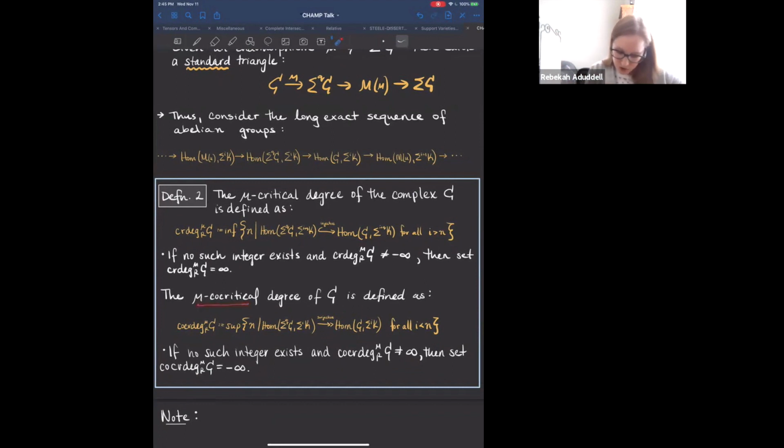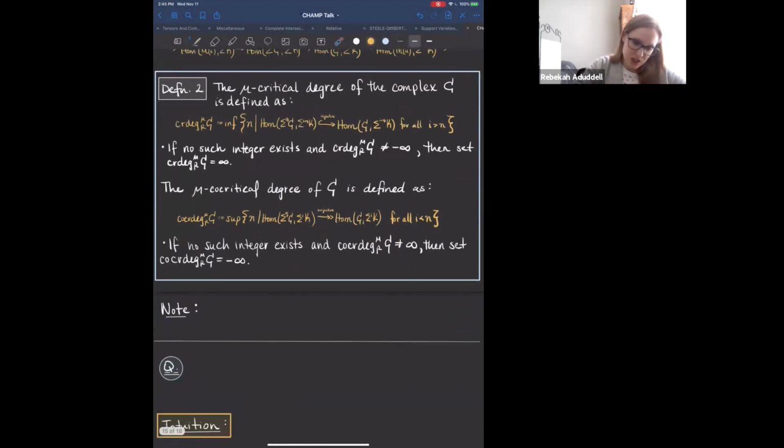And then the co-critical degree will be the largest integer such that we have a surjection on those Homs. I'll just note this, the sequence of Homs: the i's increase that way and they decrease that way. When we're going to the right, that's the critical degree. At a certain spot going to the right is where we would have the injections, and going to the left is for the co-critical degree. And so the note here is I'm not changing the main definition.